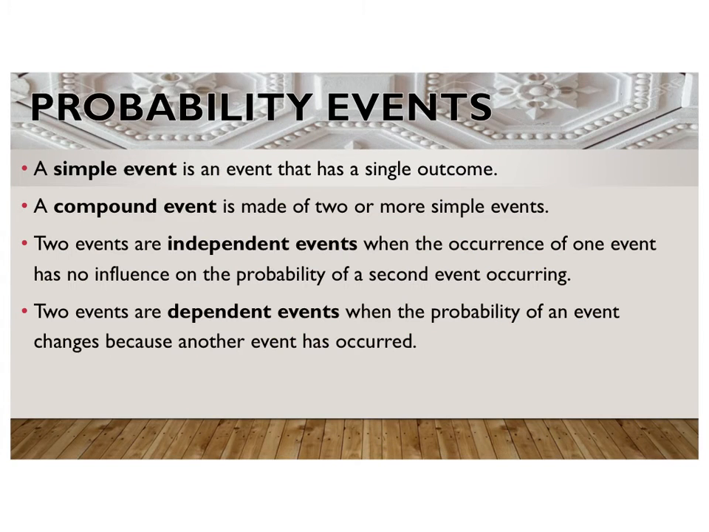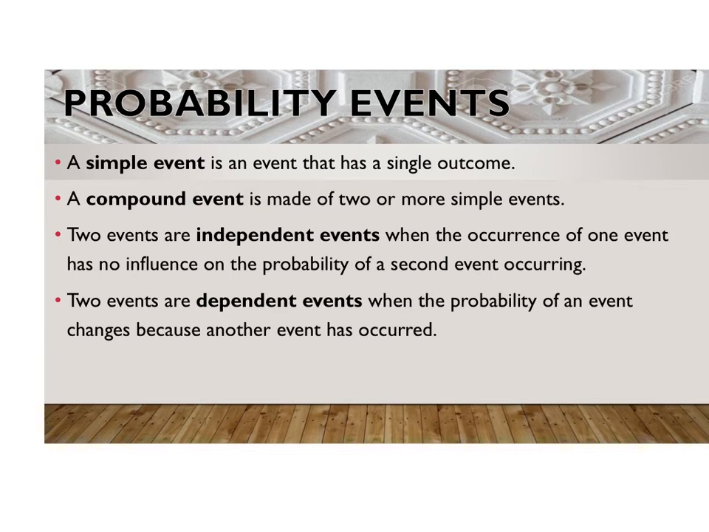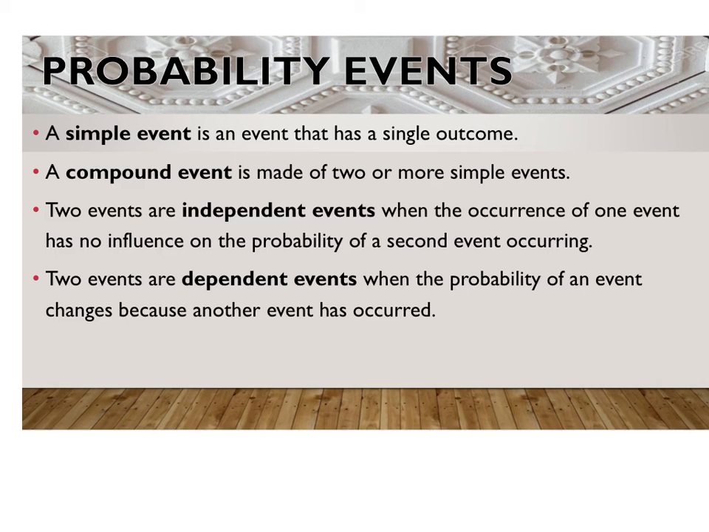All right. Now, a simple event is an event that has a single outcome. A compound event is made up of 2 or more simple events. The probability of rolling a die and getting a number that's divisible by 2: the rolling of a die, that's a simple event. Divisible by 3, that's a simple event. A compound event is the 2 put together. 2 events are independent when the occurrence of one event has no influence on the probability of a second event.